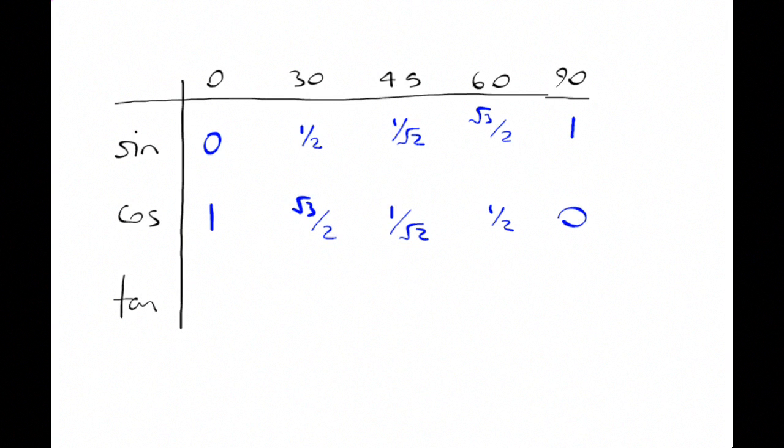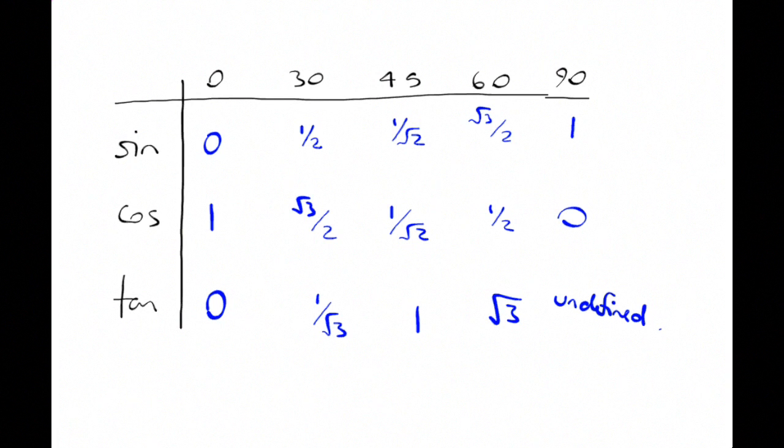And tan, we've got tan of 0 is 0, again we'll see that from the graph. Tan of 30, 1 over root 3, tan of 45, 1, tan of 60, root 3. But tan of 90 is undefined. Some people like to write infinity, I don't, I prefer undefined.